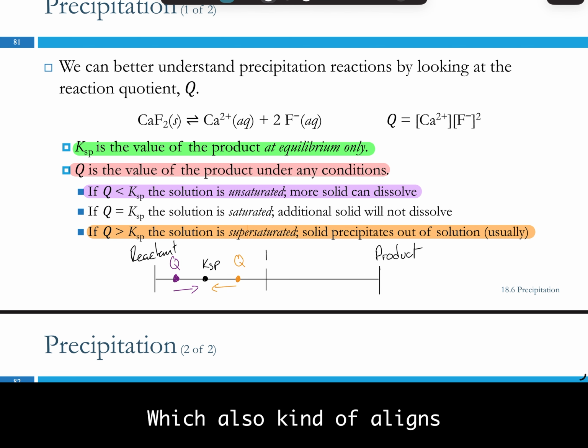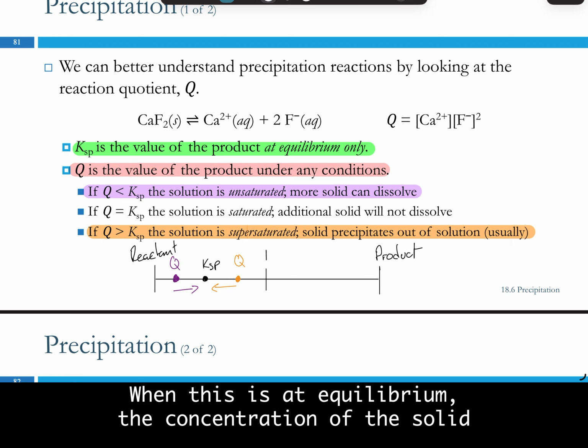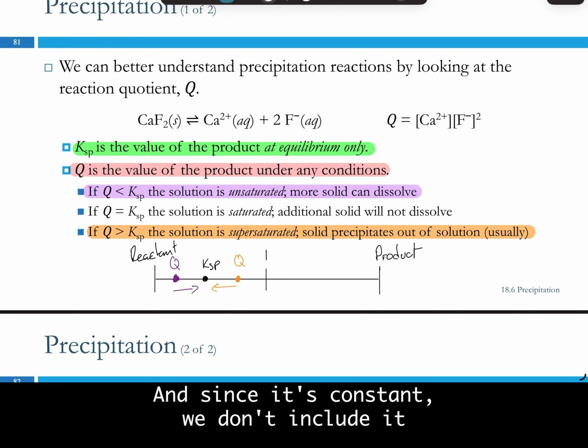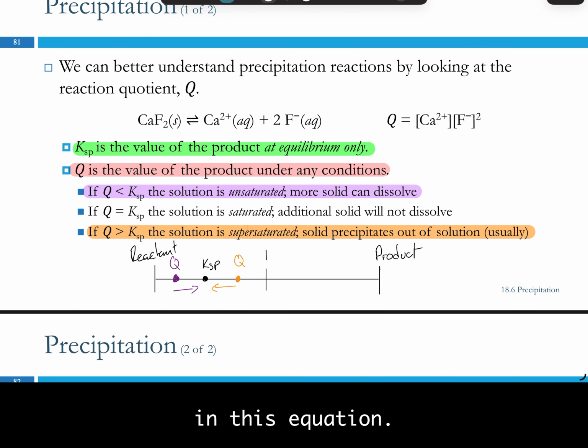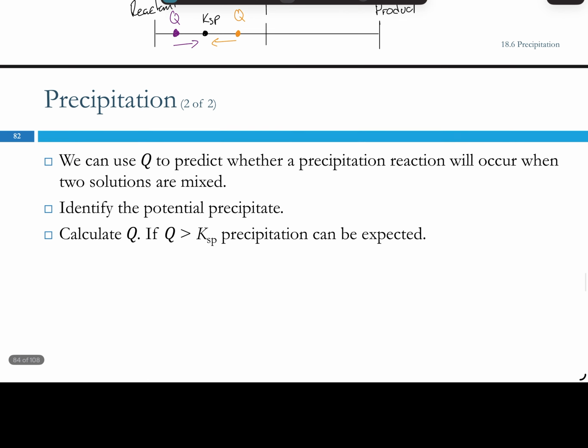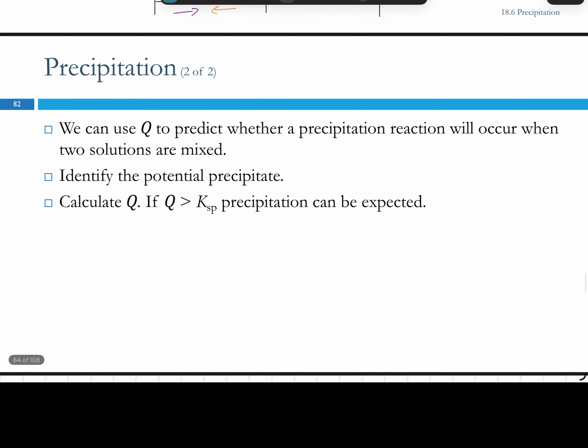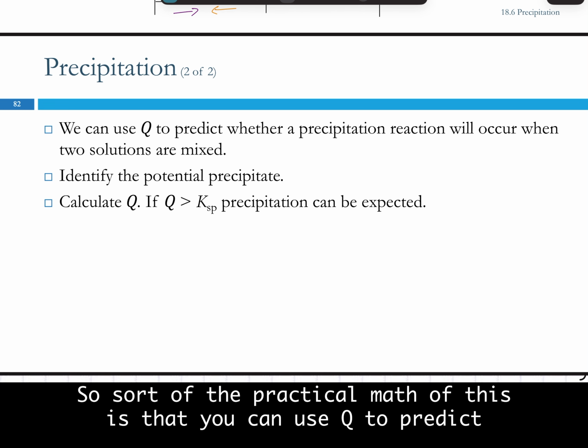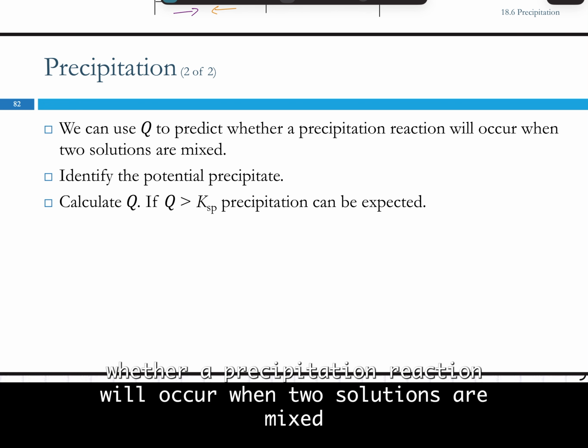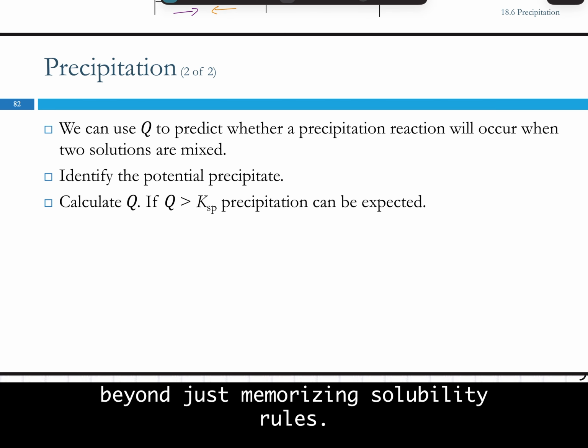which also kind of aligns with why we leave solids out of this equilibrium. When this is at equilibrium, the concentration of the solid is constant. And since it's constant, we don't include it in this equation. So sort of the practical math of this is that you can use Q to predict whether a precipitation reaction will occur when two solutions are mixed beyond just memorizing solubility rules.